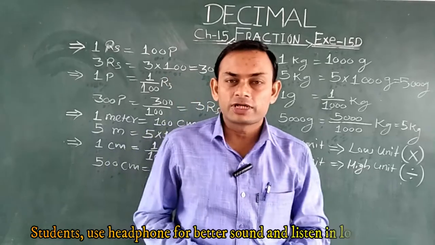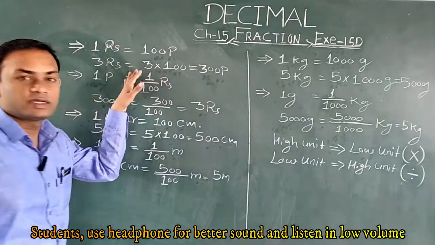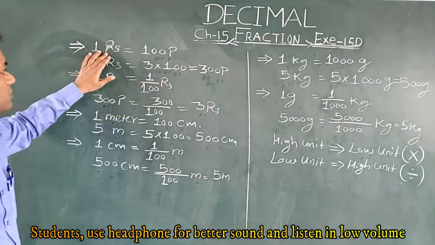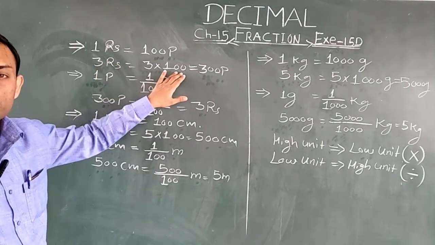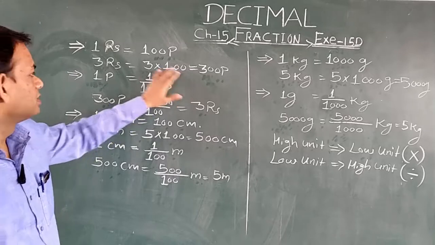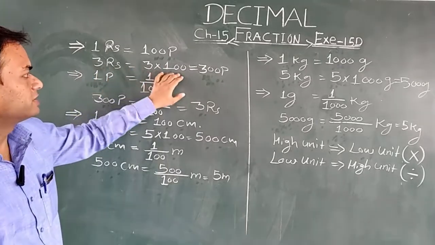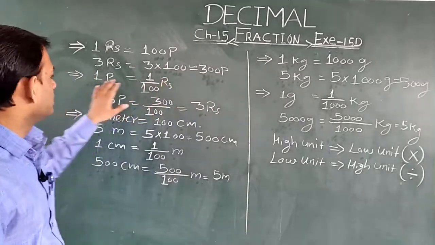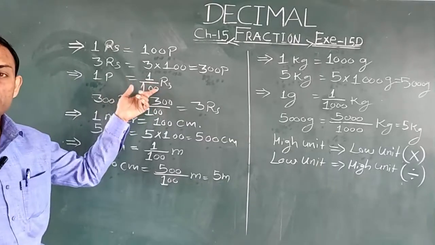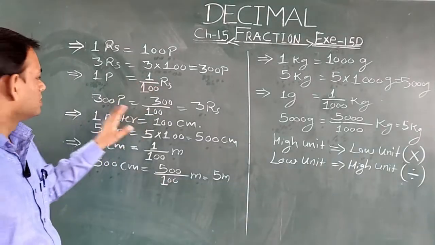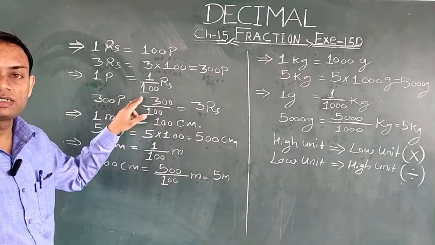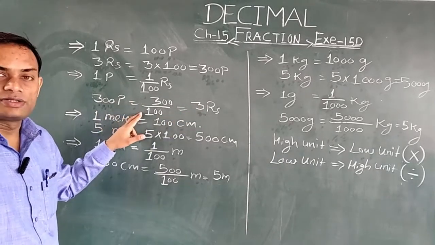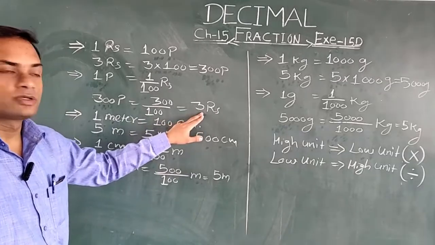Before that, I would like to tell you some conversions which you have already done in previous classes. Like 1 rupee is equal to 100 paisa. When you change rupees to paisa, you have to multiply by 100. Means 3 rupees is equal to 3 into 100, which is 300 paisa. And when you change paisa to rupees, you divide by 100. 300 paisa to rupees, you divide 300 by 100 and you get 3 rupees.